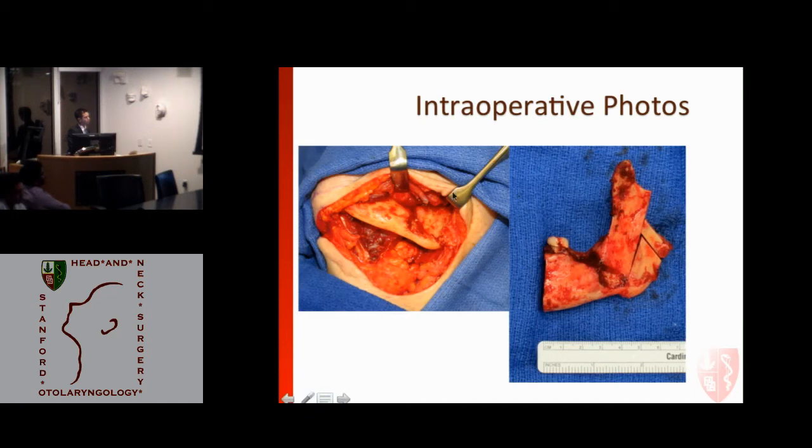You can see the disruption of the outer cortex of the mandible here. And this is all the bone that actually was resected in the end. So it was resected in multiple segments because there are areas where bleeding tissue was not identified until we took an additional segment.